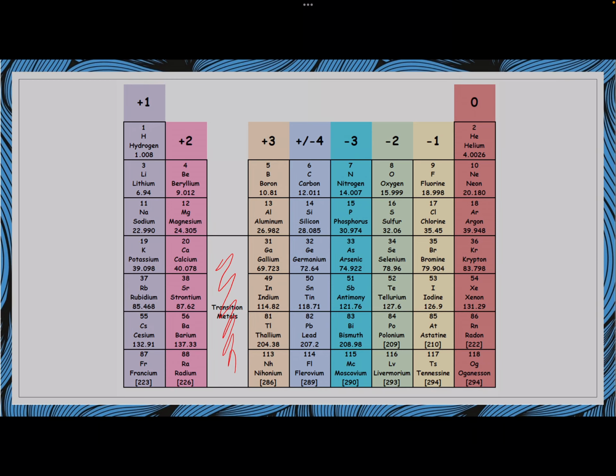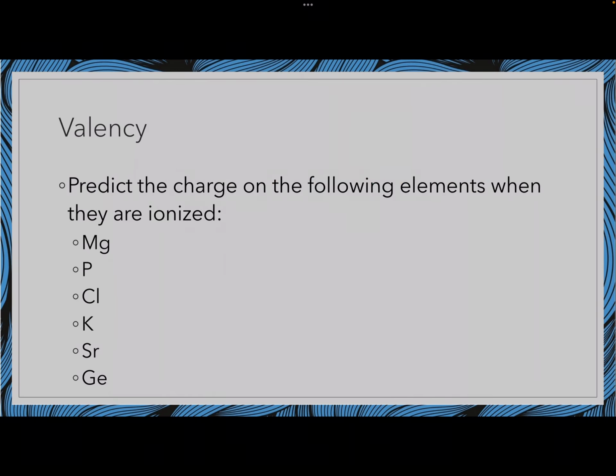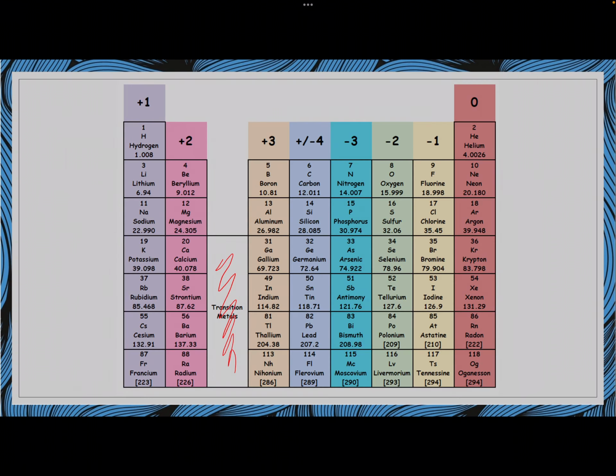So what I'd like you to do is, on this next page, predict some charges. You're just going to use this table here to predict the charges. The elements that I want you to do are magnesium, phosphorus, chlorine, potassium, strontium, and germanium. So I'll put back that table. Have a look at that table, find where they are, and predict the charge on those 6 elements. So pause the video now, have a go at that. It's on page 29 of your booklet, and we'll get back to it in a sec.